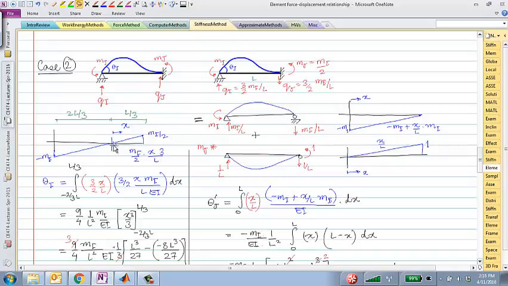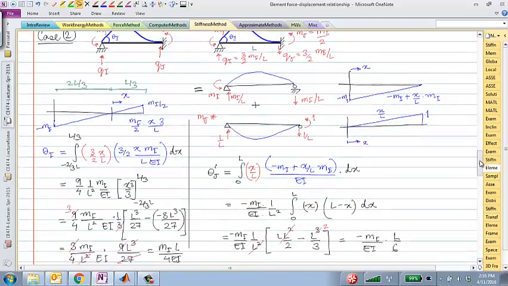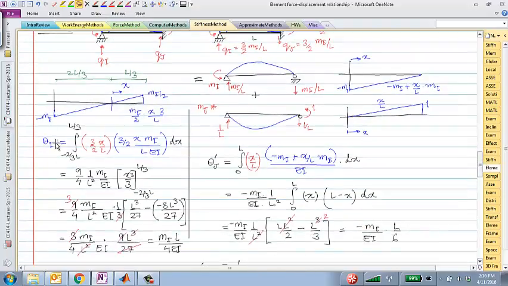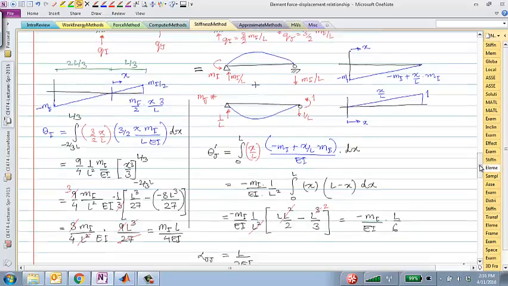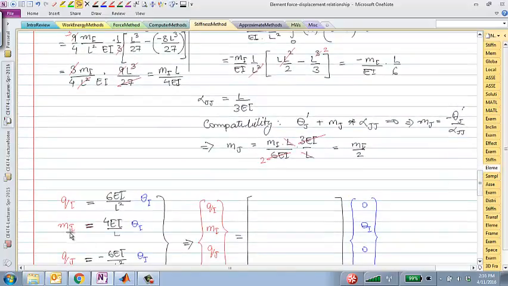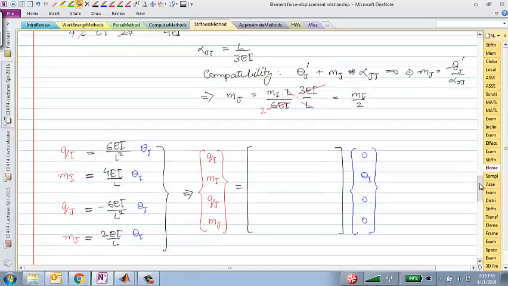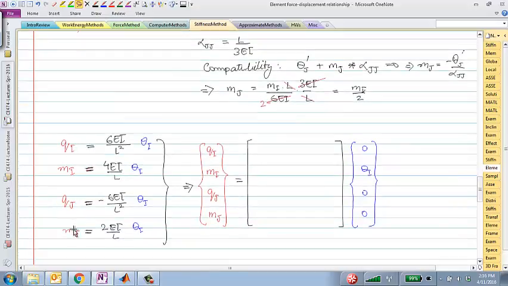I picked the origin here and calculated the rotation at the left end by using again the virtual work method. And we found that theta I is equal to mi L over 4 EI. So I reversed that relationship. I expressed that as mi is equal to 4 EI over L times theta I, and used all the other three relationships to find qi, qj, and mj. That's all that we did here. Make sense?